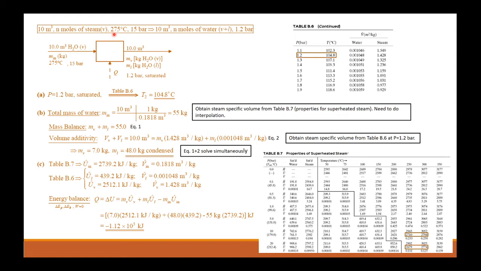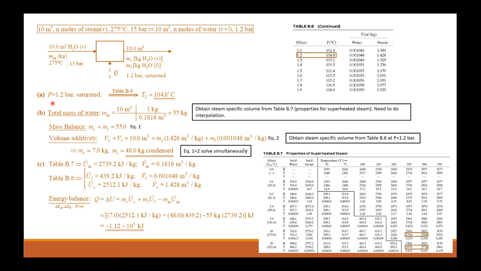steam, at 275 degrees Celsius, 15 bar. And then it condenses, so you still have the same volume of water, but now they are in equilibrium with two phases. One is vapor phase, one is liquid phase. And now it is at 1.2 bar, in which it is saturated.